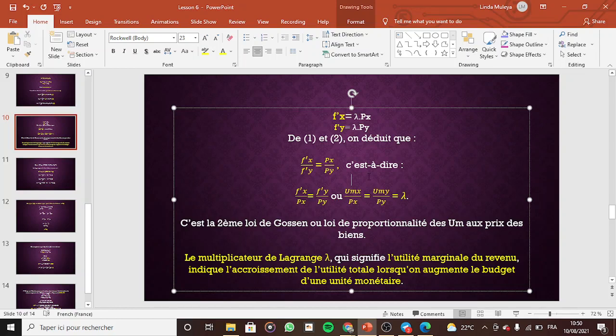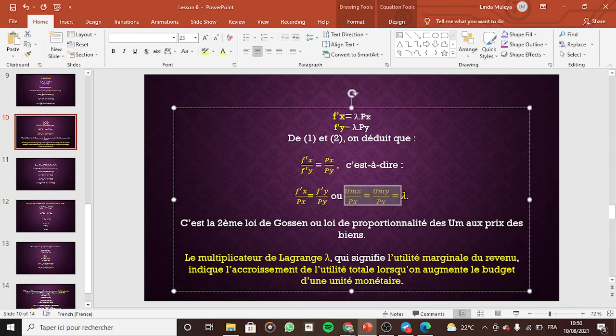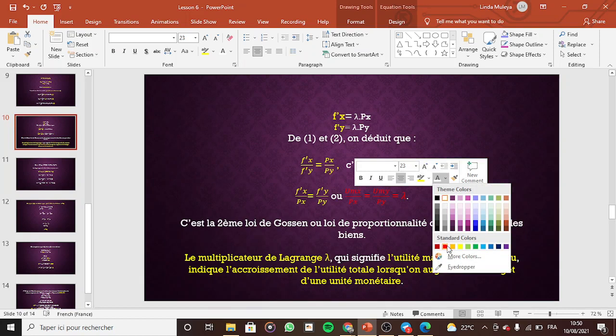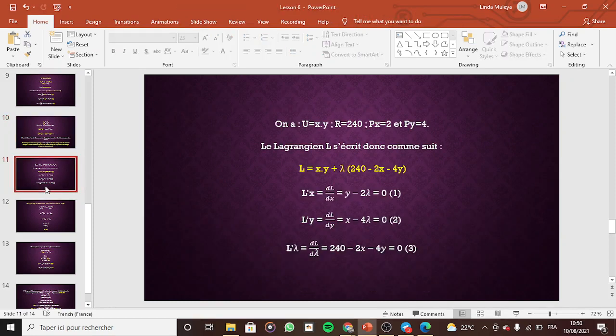the last important thing to take note of on this particular part is this last part here, where MUx over the price of x is equal to MUy over the price of y is equal to Lagrange. I'll need you to take note of this point here very well, because we will see it later. We'll have to prove it actually at the end of our calculations. So that's one important thing to take note of from this point. Okay, then we go forward.